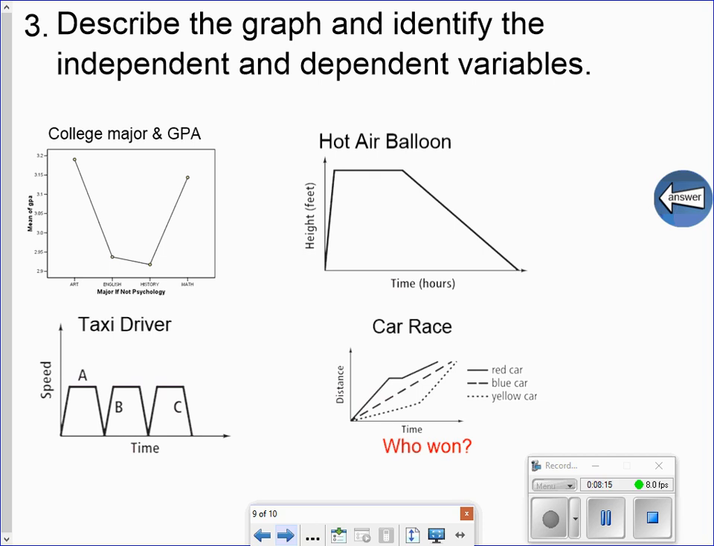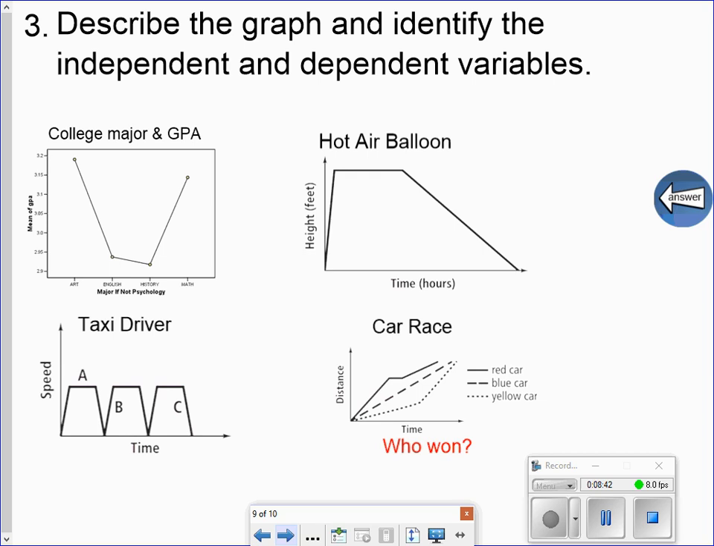We can look at the second one. It's looking at the height in feet over time. What we see is that over time, a hot air balloon is increasing, and then it stays at a constant height for quite some time. So the height doesn't change for maybe several hours. And then over the course of the next few hours, it steadily decreases. So again, we're looking at the different ways to explain or represent a graph.